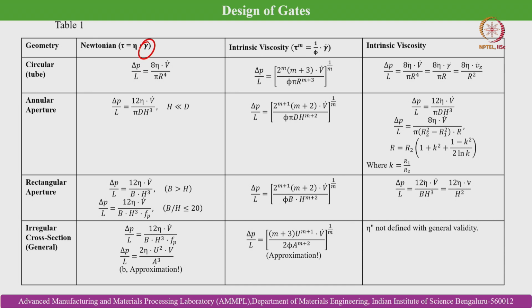So, this is the shear rate, this is the shear stress, and this is the viscosity. In case of circular geometry, the pressure drop expression becomes delta p by L is equal to 8 eta (viscosity) into V by pi r to the power 4, and these are the expressions for intrinsic viscosity.